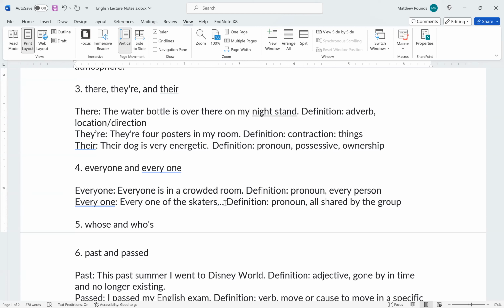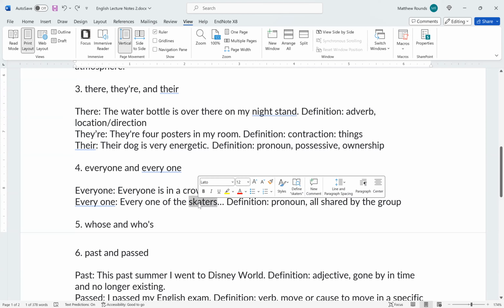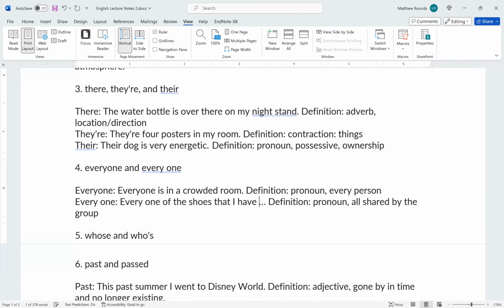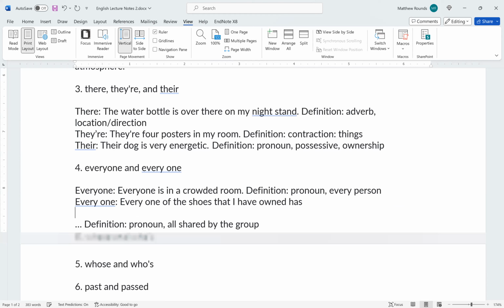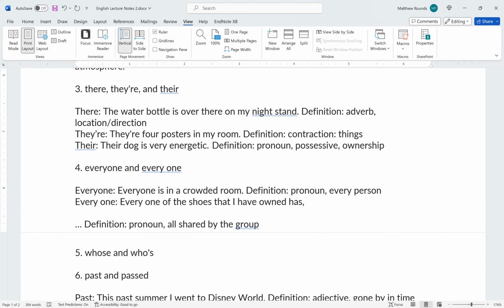I kind of used your idea of the scarves, but instead of scarves, I used jeans. Okay, you can't do that. That's too similar. So let's change up altogether. Okay. Every one of the shoes that I have owned has what? Like, what's something about all the shoes that you have owned? Something like that. Laces. That does work. Okay.